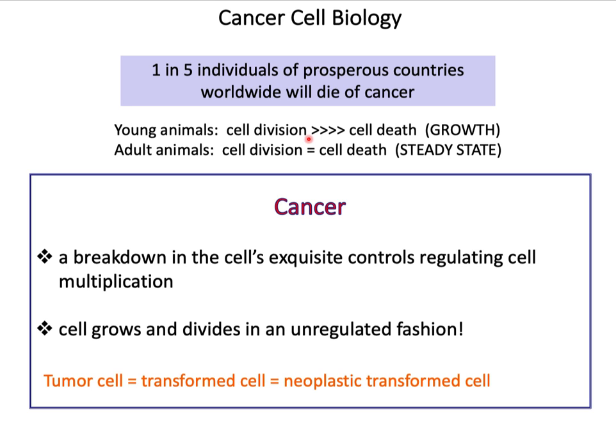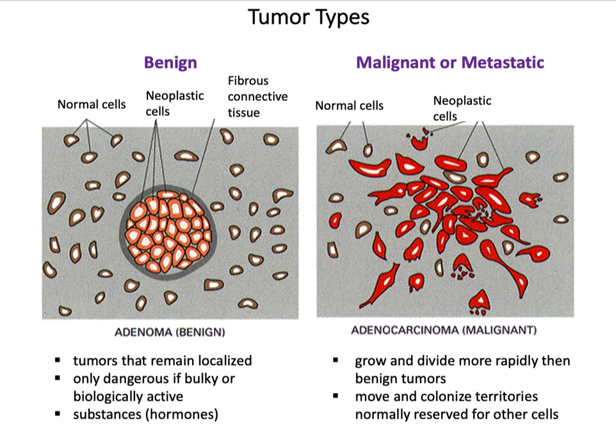So in the context of cancer, cells grow and divide in a completely unregulated fashion. And these cells that are doing this are sometimes referred to as tumor cells. They are sometimes referred to as transformed cells. They are sometimes referred to as neoplastic transformed cells or just neoplastic cells. So I will use all those terms interchangeably. So what I will be talking about is the cell that has changed in some way such that it can no longer regulate its own growth.